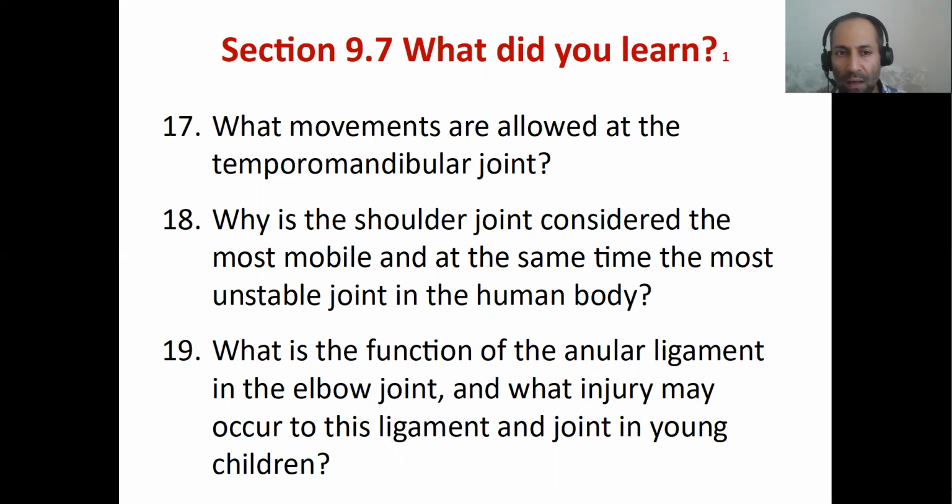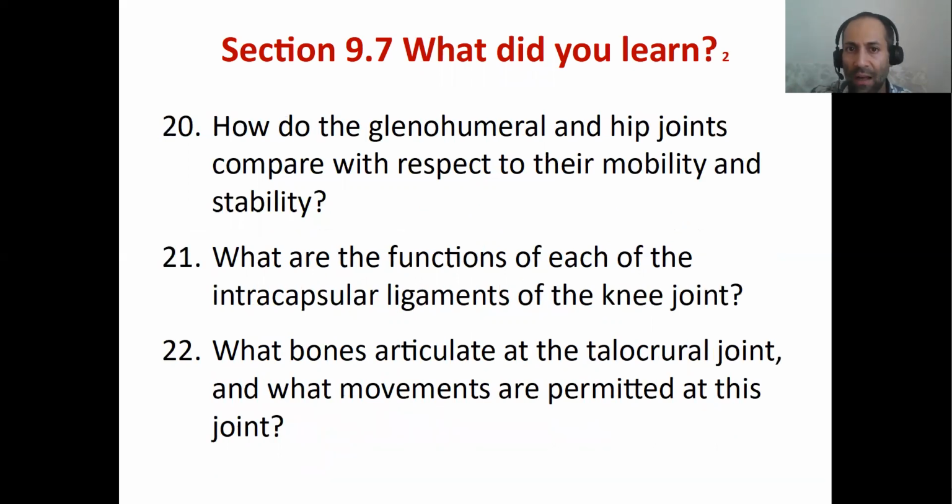They're easily dislocated. What is the function of the annular ligament? To hold the head of the radius together with the ulna, okay? What injury may occur to this ligament in young children? Subluxation, where the head of the radius might pop out of the annular ligament. How do the glenohumeral and hip joints compare with respect to mobility and stability? Glenohumeral joint in your shoulder is much more mobile, but less stable, easy to dislocate.